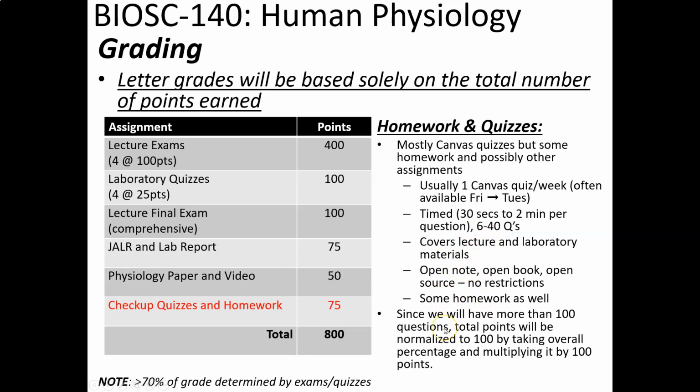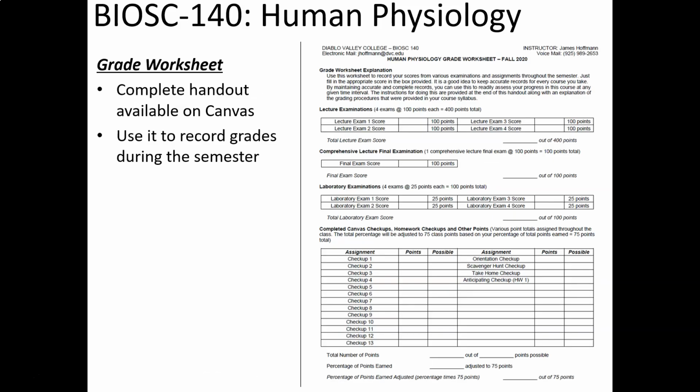But since we have more questions than the points available, what we're going to do is take whatever percentage you earn on all of the homework and quizzes and multiply that by 75, and that would be your score. So as an example, if you got 100% on everything, you'd get 100% times 75, so all 75. If you had 80% on everything, you'd get 80% of 75, which would be 60. So your percentage matters in terms of those assignments.